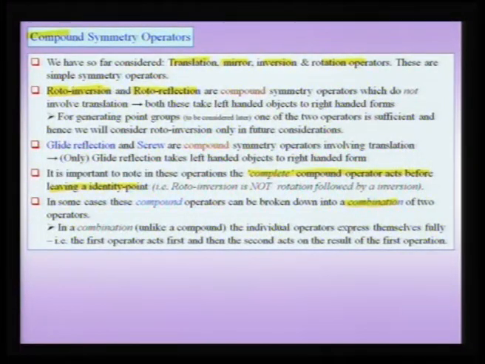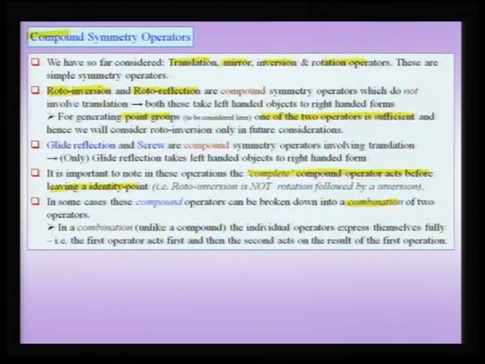So, to summarize this initial part of the slide, roto reflection and roto inversion are compound symmetry operators which do not involve translation. Both these take left-handed objects to right-handed forms. So, these are operators of the second kind which we had considered, which take an object to its enantiomorphic form. For generating point groups, which we will consider very soon, one of the two, the roto reflection or the roto inversion, is more than sufficient, and in general we will take up roto inversion in the further examples.